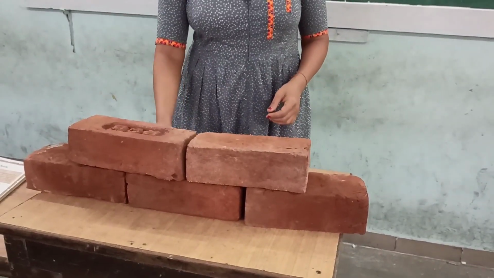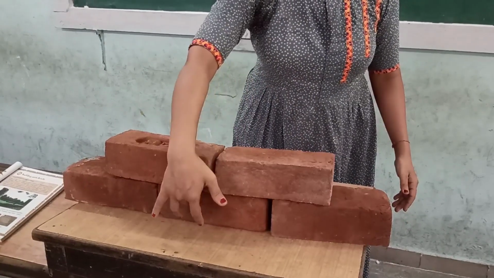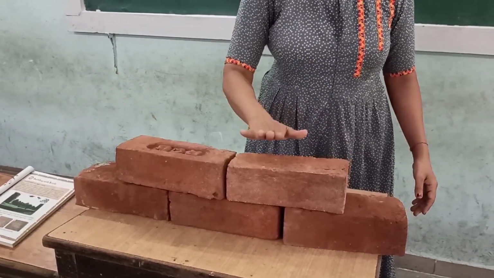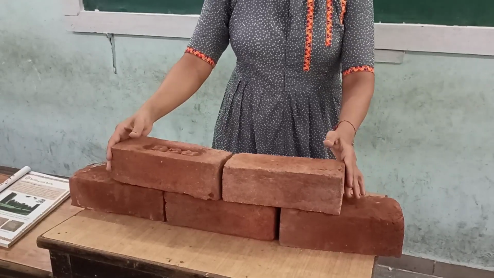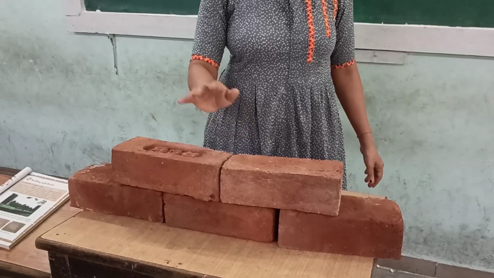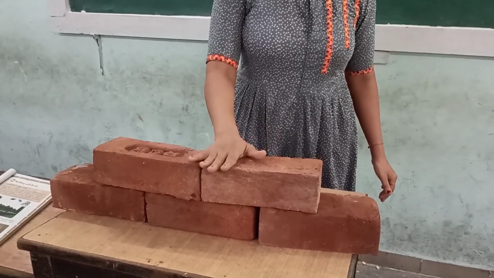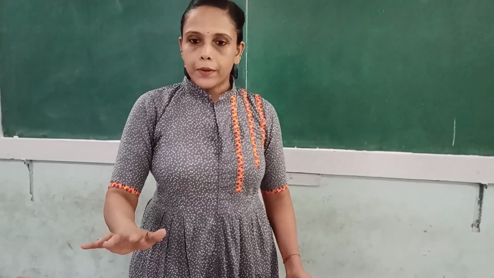Now if you look at here, these are 5 bricks, 1, 2, 3, 4 and 5. Just look at the arrangement of bricks. This is how the walls of buildings and houses are made. Now this is one type of pattern in which we have arranged the bricks for building purpose.